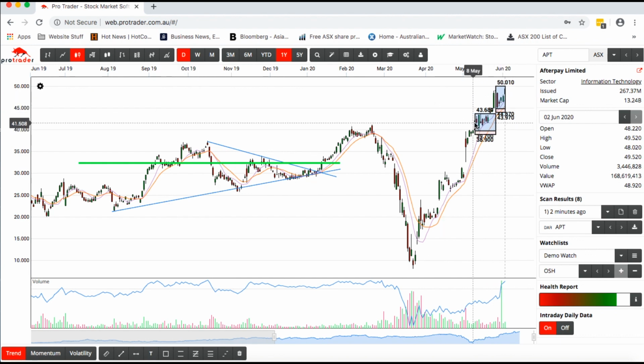So this Darvas box was formed here on the 11th of May, at $43.68. And so what you would have done is put your stop on your online trading account or with your broker at $43.68. It's not saying that you should buy anywhere in the blue box.